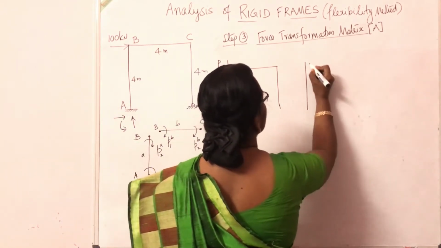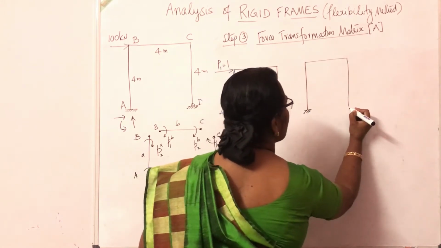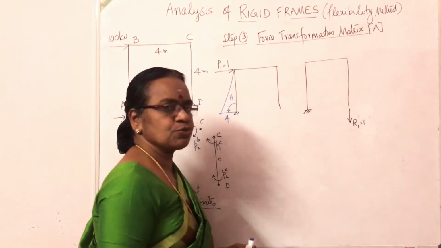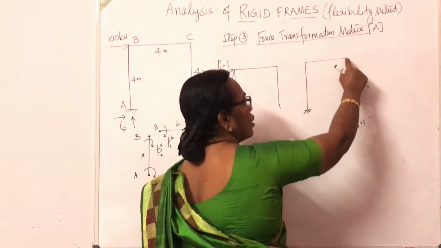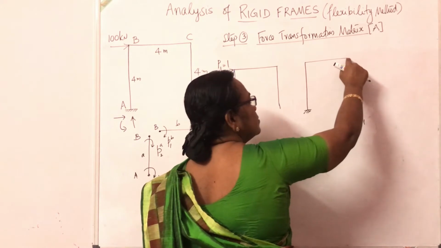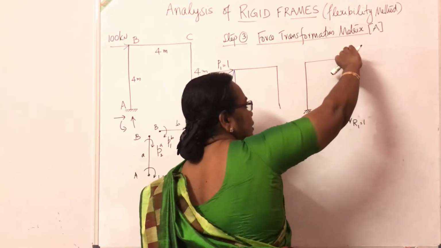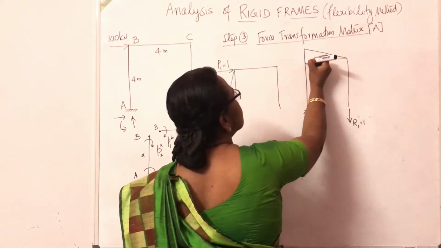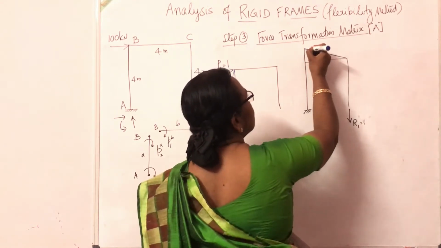Next, I have to mark it for R1 equal to 1. I have marked R1 in this direction. If R1 is equal to 1, this will not produce any bending moment in this column. It will be subjected only to axial force. With respect to this, it produces an upward moment, or produces a hogging moment in this beam. So this is the hogging moment.